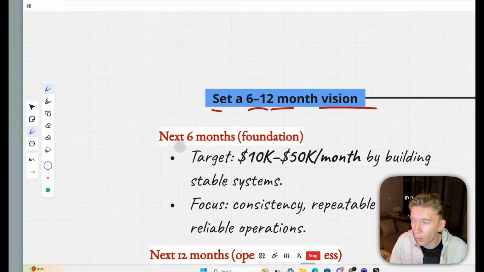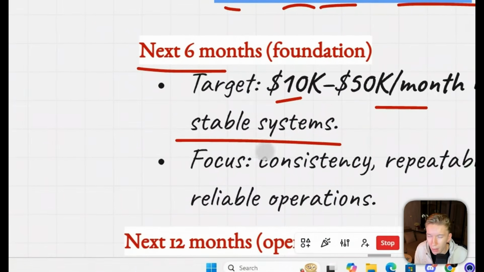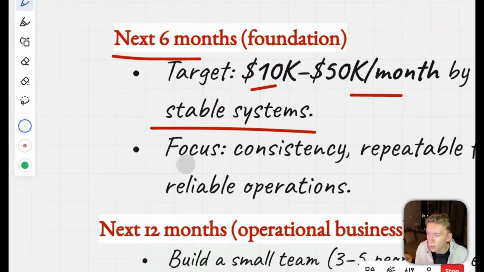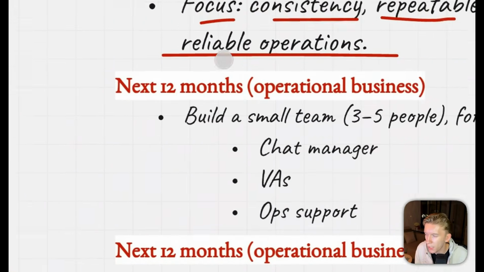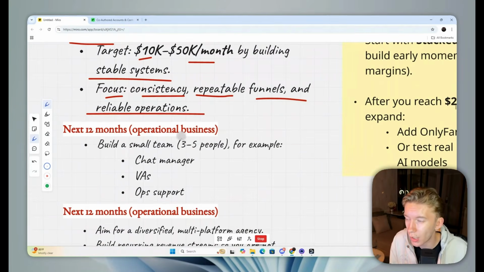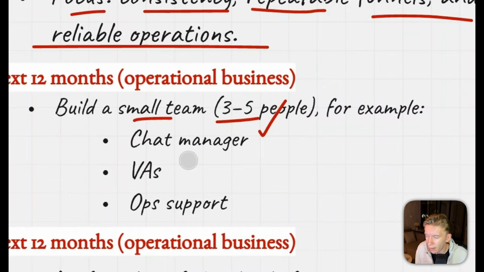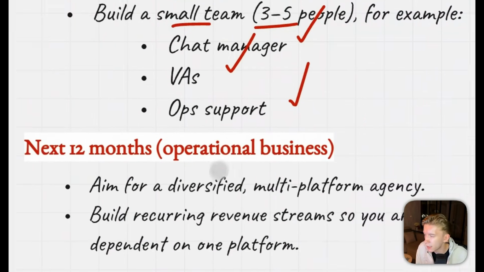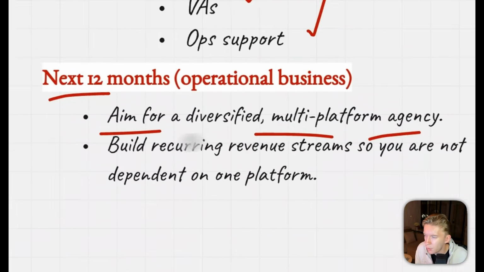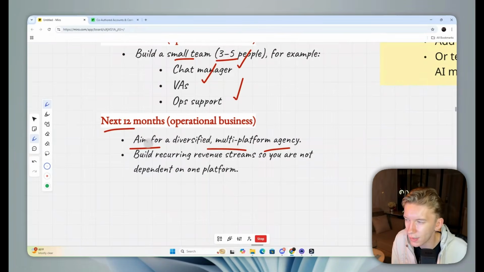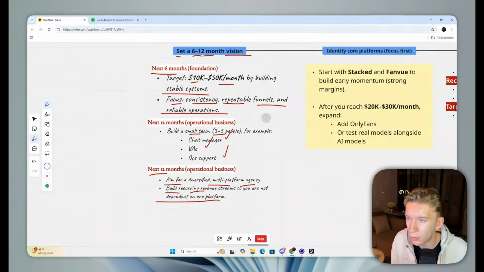So again, for the next 6 months, you're going to want to set a target of 10 to 50K per month with my scalable systems. You're going to focus on consistency, repeatable funnels, and reliable operations. In the next 12 months, you're going to build a small team of 3 to 5 people. You're going to have a chat manager, VAs, and operational support teams. Then, the next 12 months, you're going to aim for a diversified multi-platform and multi-model agency. You're going to build recurring revenue streams so you're not dependent on just one platform or one model.